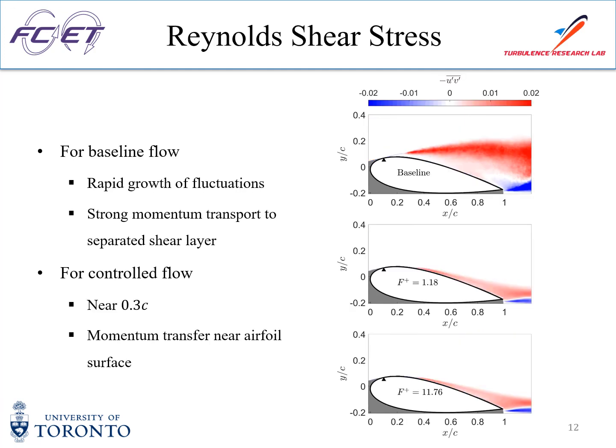Reynolds shear stress for the baseline case clearly shows a separated shear layer over the airfoil. It indicates momentum transfer from the free stream into the separated flow and eventually into the wake. For both controlled cases, the separated shear layer disappeared, and the dominant Reynolds shear stress is much closer to the airfoil surface, which shows that the momentum transfer is mainly between the free stream and the boundary layer near the airfoil surface. Also, here this flow quantity appeared to be very similar in the mean sense.